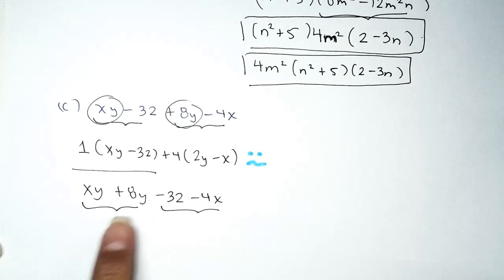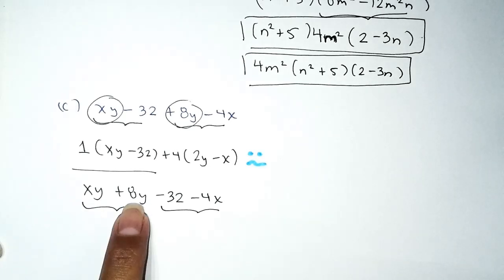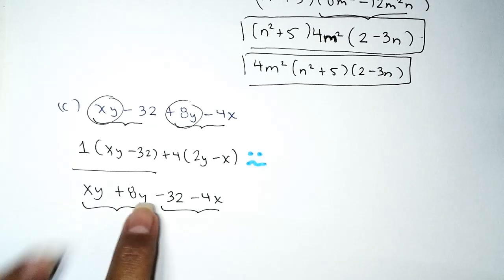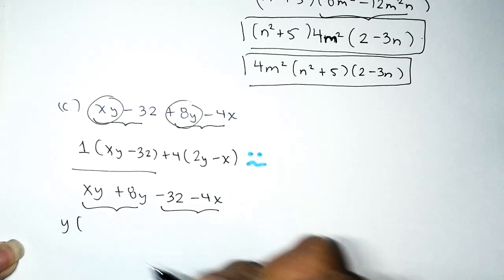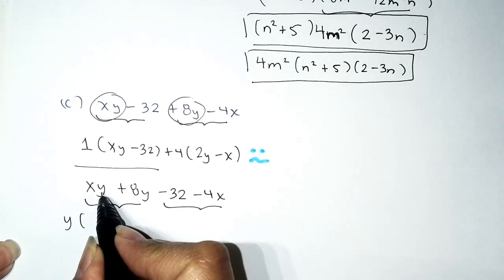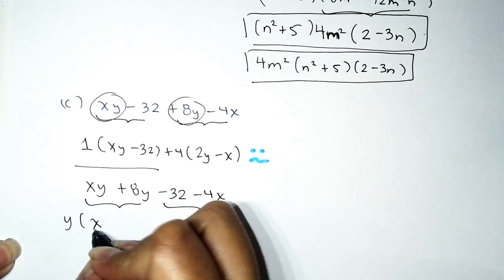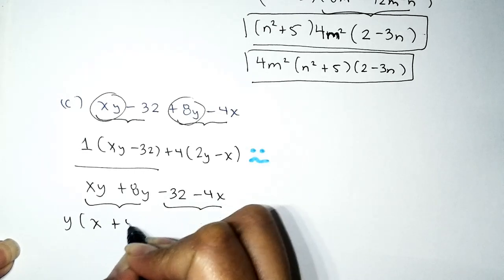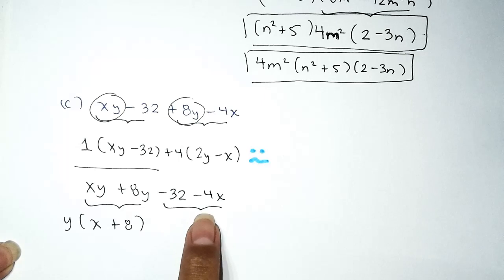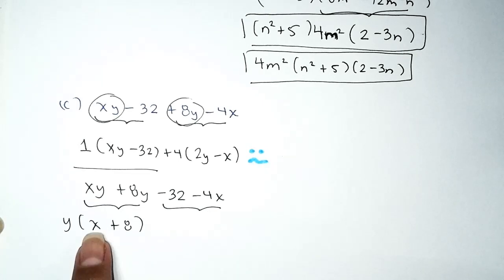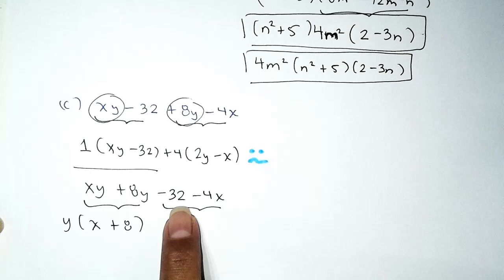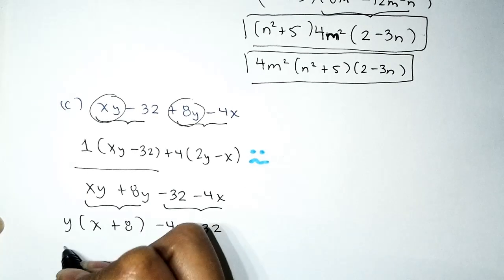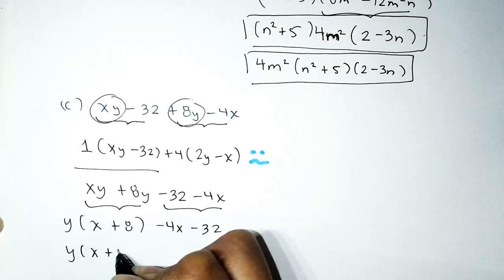From the first group, xy and 8y have a common factor. No coefficient, it's just y. When we factor out a y, that will leave us with xy divided by y is x. 8y divided by y will give us 8. Okay, I'm going to go ahead and rewrite this second group. Why? Because you notice how we have an x right here. So I want the x to appear first. So we have minus 4x minus 32. I'm going to bring down the first part of this puzzle.